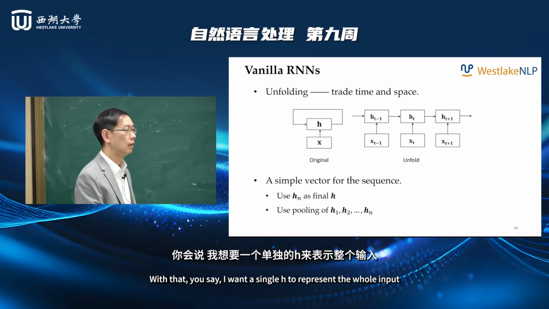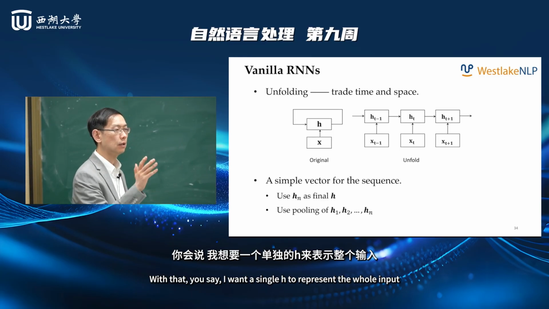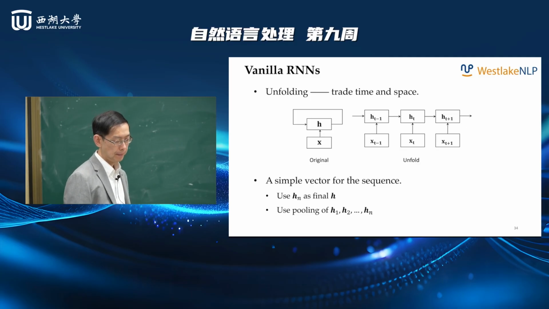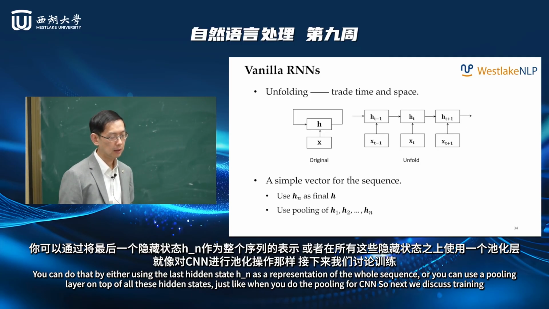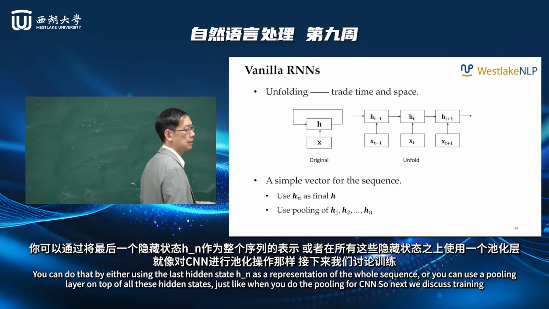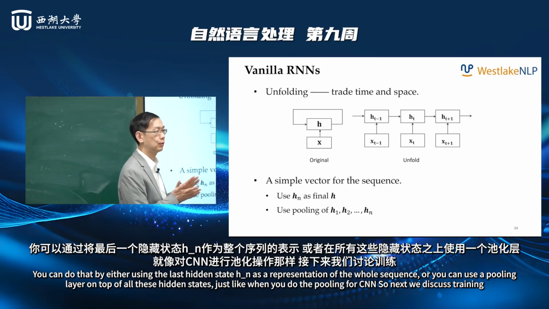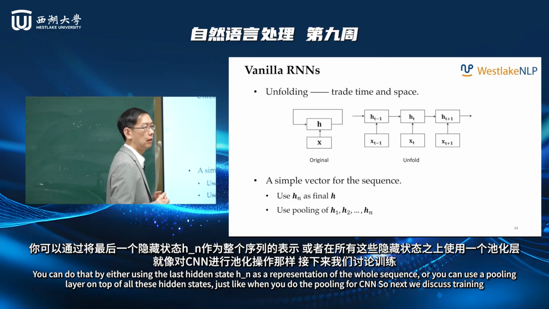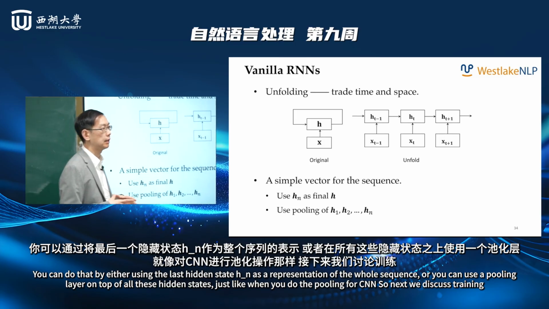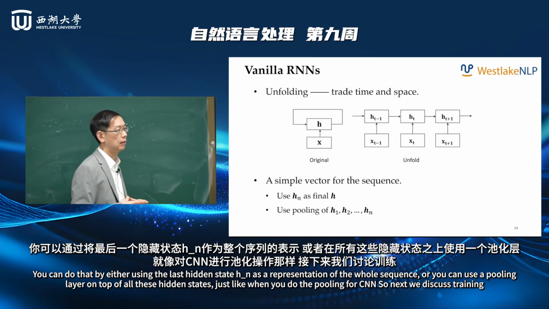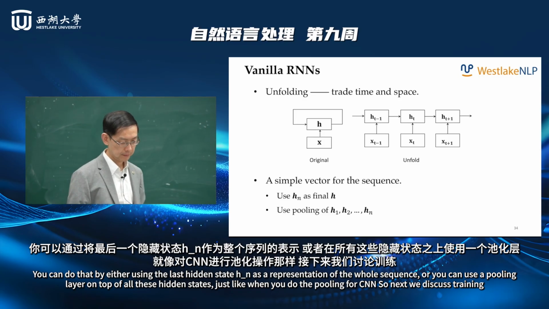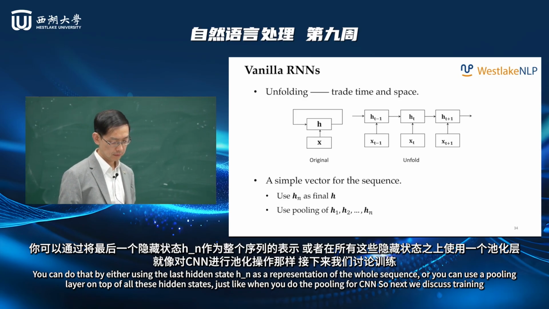With that, you say, I want a single h to represent the whole input. How can we do that? You can do that by either using the last hidden state, h_n, as a representation of the whole sequence, or you can use a pooling layer on top of all these hidden states, just like when you do the pooling for CNN, okay? All right.